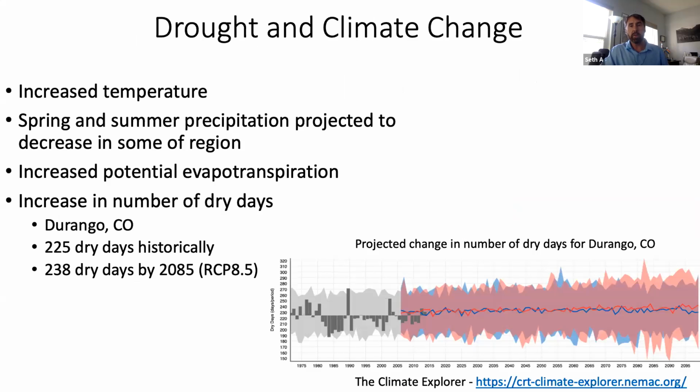Now, finally, to end with a little discussion about drought, to review some of the things we've talked about that will impact drought in the future. We're projected to see increases in temperature, which will have a tendency to increase droughtiness. We're seeing in many parts of our region a decrease in spring and summer precipitation, and an increase in potential evapotranspiration. All of those factors would tend to tilt the system towards a greater likelihood of drought.